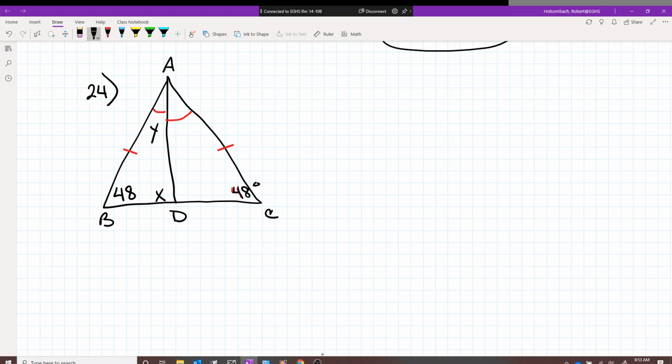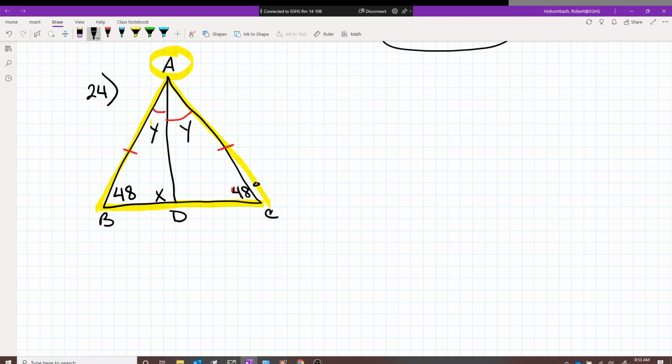Now, up top, you've got angle BAD that's represented by the Y. And these two angles are congruent. So this is also a Y. So now, what we're going to do is deal with this big triangle around the outside first, because if we find angle A up top, we can divide it by 2 and get each of the Y's.